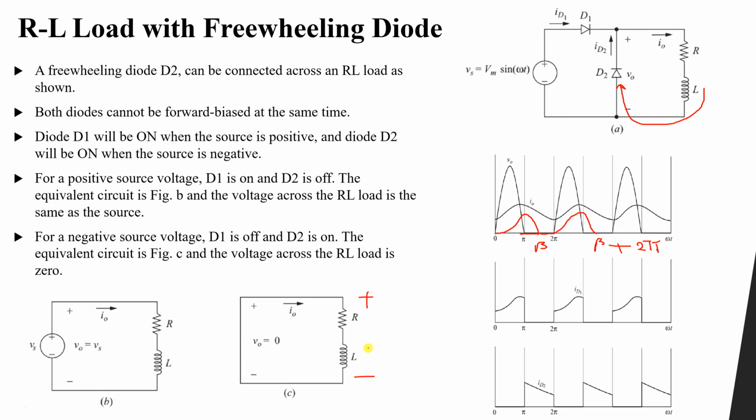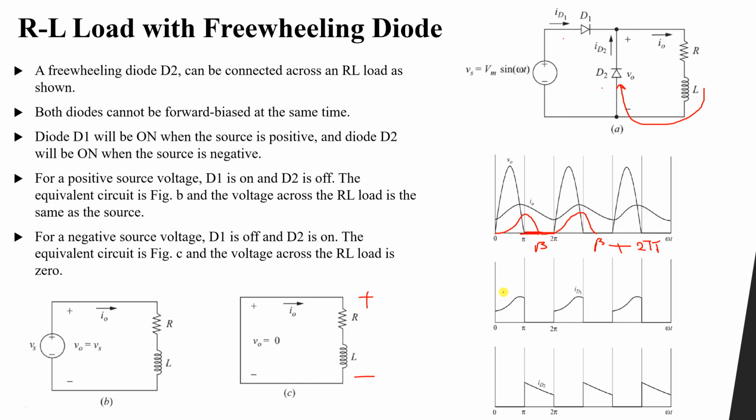Okay, after this stored energy finishes, D2 and D1 will both be turned off. So the voltage will also be equal to 0. That's why in general, in this circuit, from 0 to pi we will have V output, and from pi to 2 pi it will be 0.